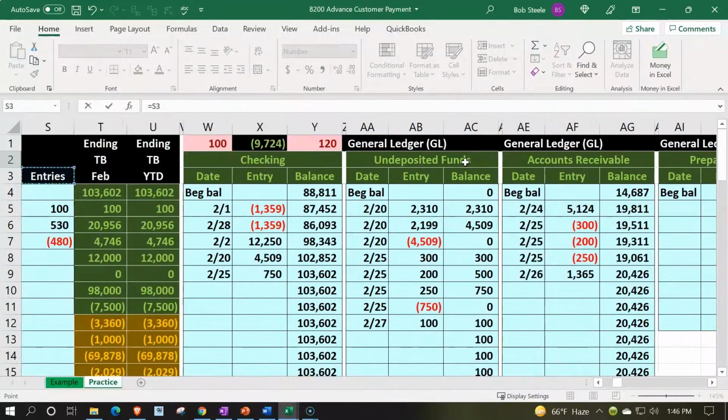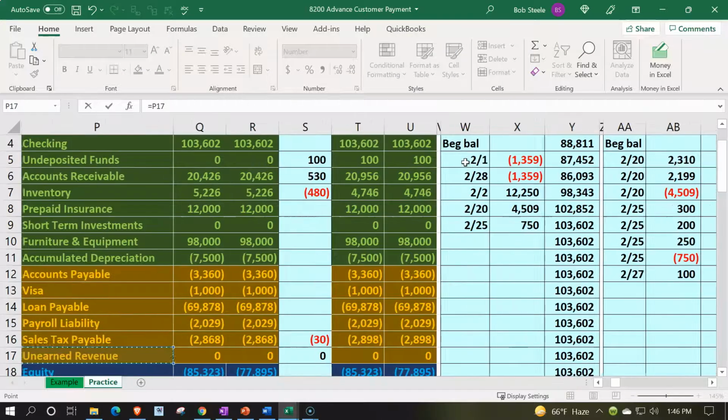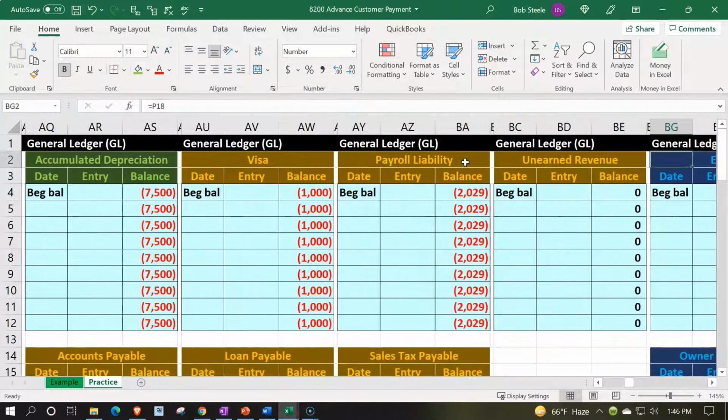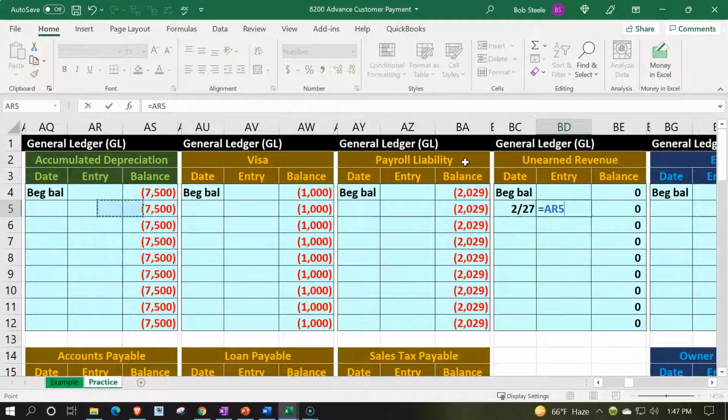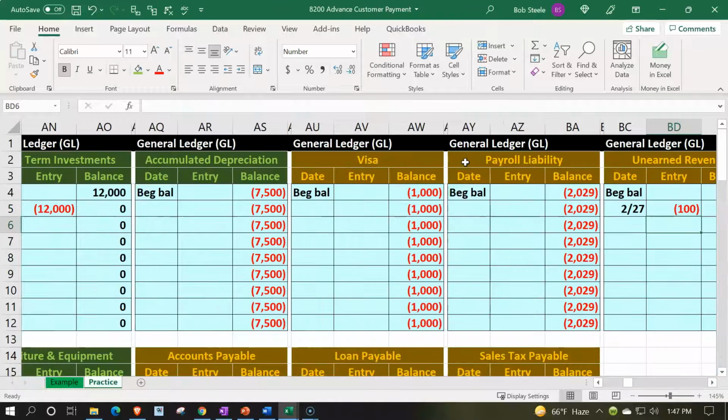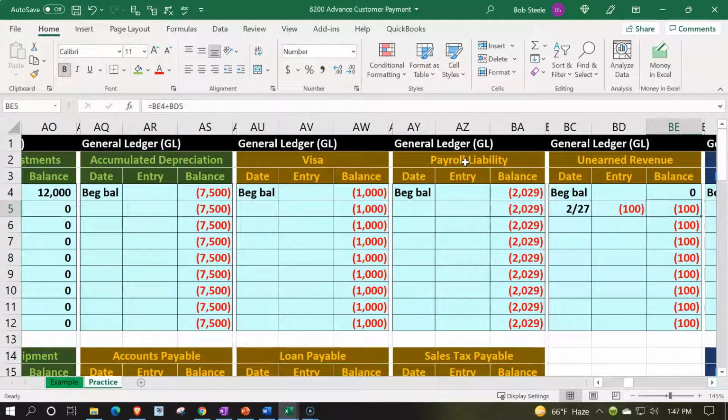I'm going to pull over the name of undeposited or unearned revenue. I get those two confused because they both start with U's. So then we're going to say this happened on 2/27, and this will be equal, and BD5 equal to left to the wall that $100 in unearned revenue. There we have it. We also have to add that to our GL checklist over here.